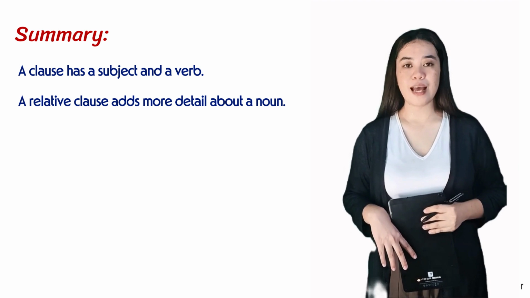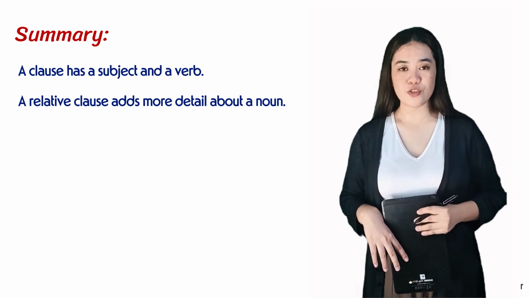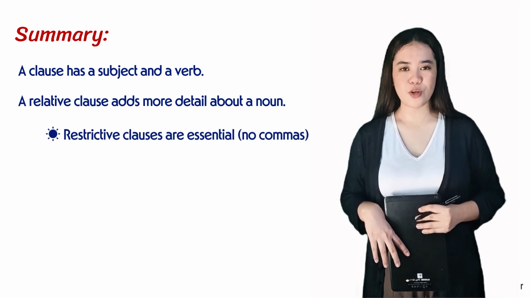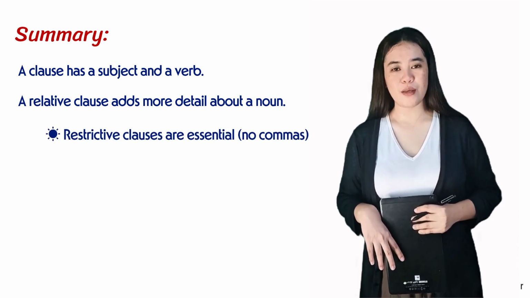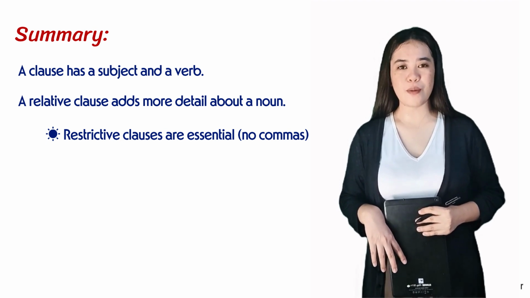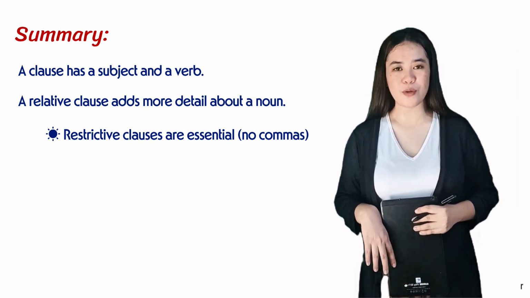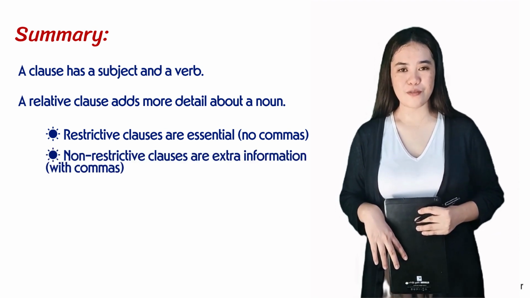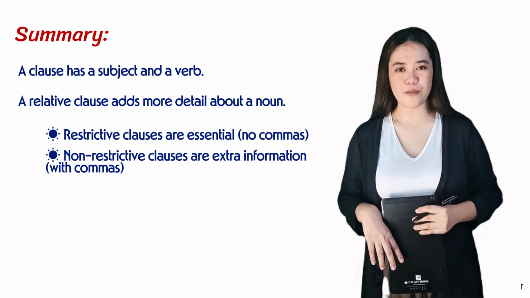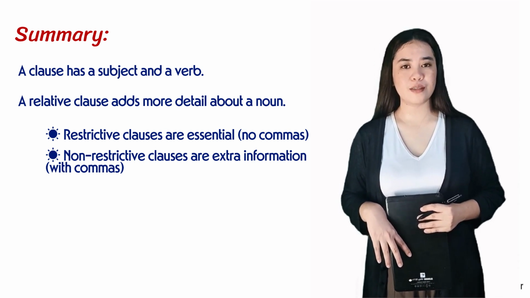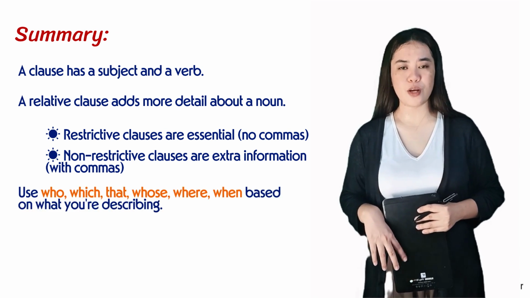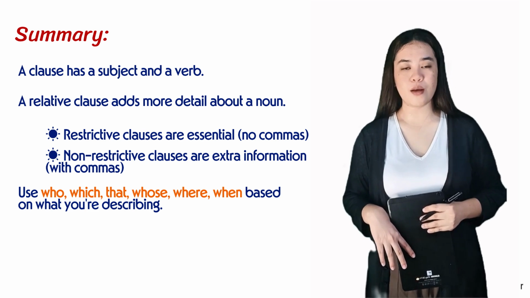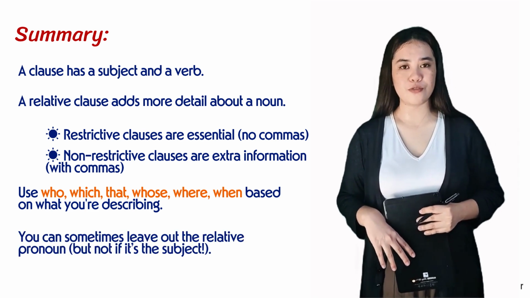Remember, a clause has a subject and verb. A relative clause adds more detail about a noun. There are two types of relative clauses. One, defining restrictive clauses. They give essential info. If we remove them, the sentence would not make complete sense. We do not use commas. Two, non-defining, non-restrictive clauses. They give extra info. We can remove them, and the sentence still makes complete sense. We use commas. Choose the right relative pronoun: who, which, that, whose, where, when. Drop the pronoun only if it's the object.